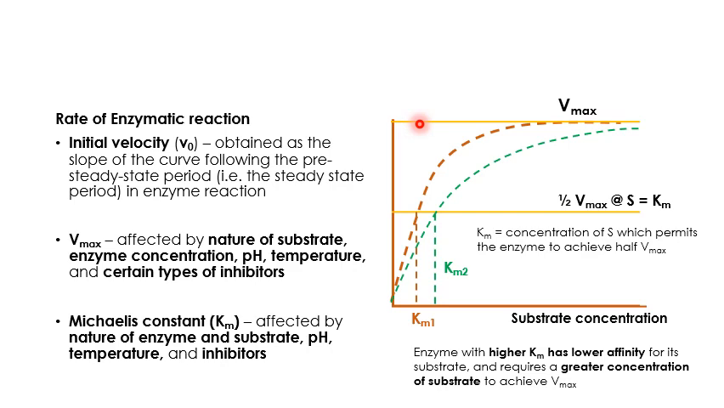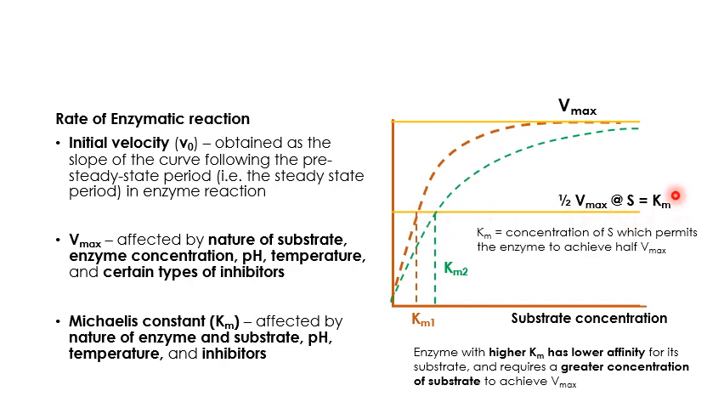So maximum velocity can be affected by the nature of substrate, okay, your enzyme concentration, changes in pH, temperature, and also the presence of certain types of inhibitors. Okay, this is going to affect the maximum velocity. Okay, so in enzymatic reactions, we can also measure the Michaelis constant, or Km. So what is Km? Km is the concentration of substrate at half of the maximum velocity.